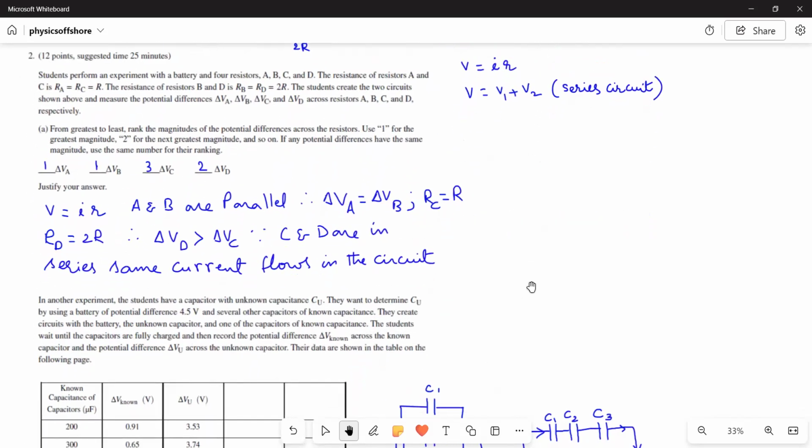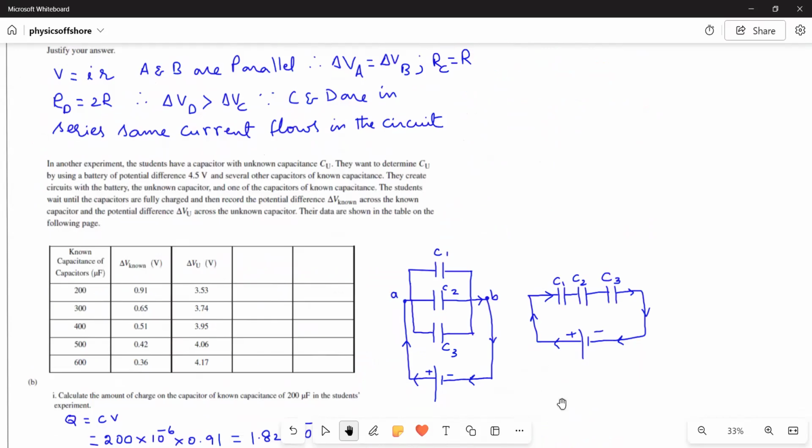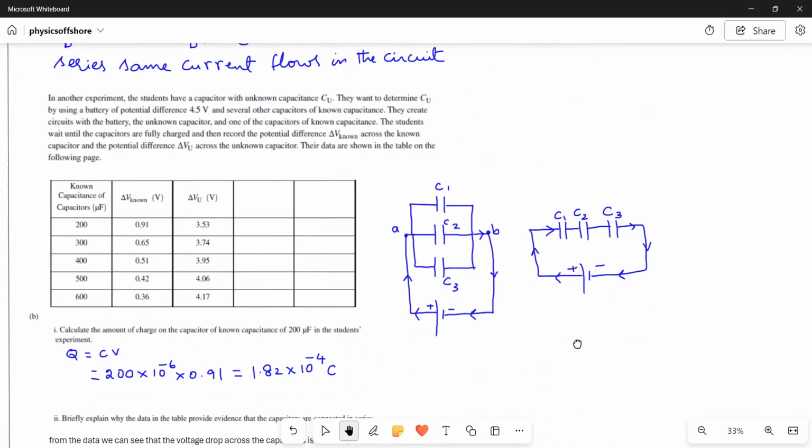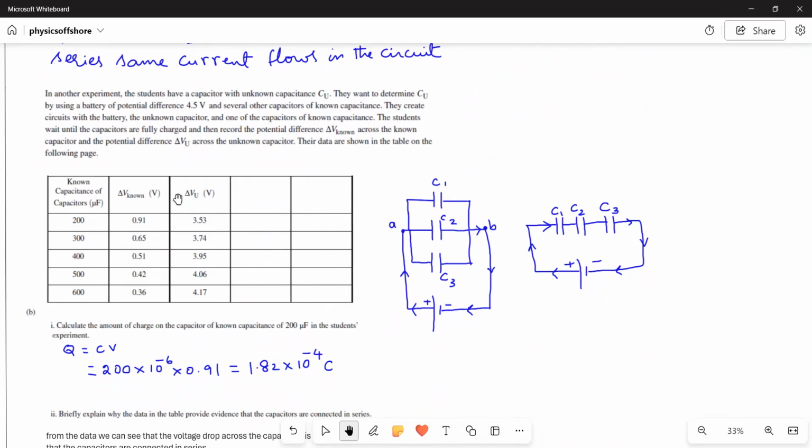Now, this is another experiment. In this experiment, they gave the data. Two unknown capacitors are connected. How they are connected, the examiner did not mention. They gave the data.